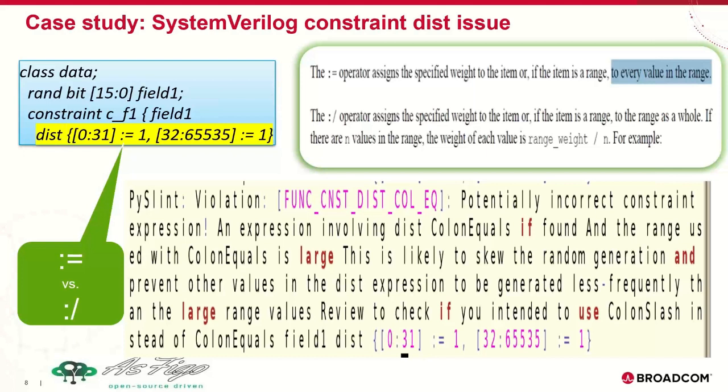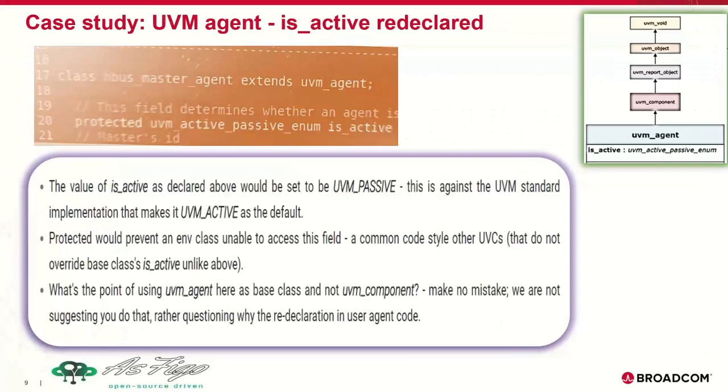So I'll go through another case study, saying that UVM agent is active, redeclared. There are a couple of issues in this small code. This is a snapshot cut from the Cadence HBus example. UVM agent is a predefined enum type inside the UVM agent, which is extended from the UVM component. You don't need to declare it there in the agent. That's one problem. The second problem is it's protected.